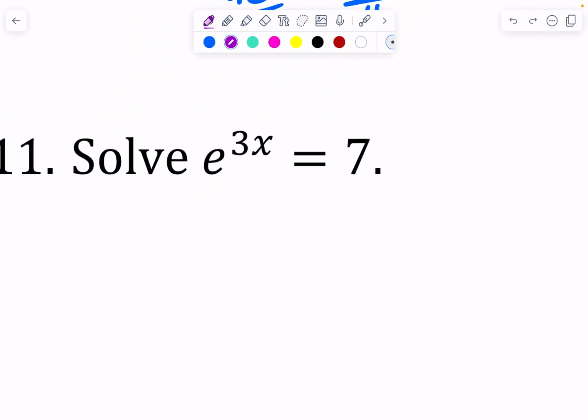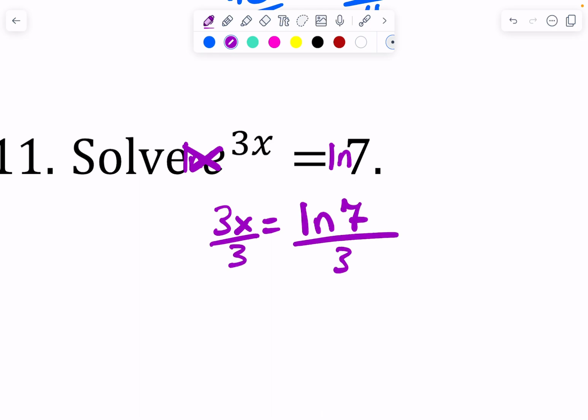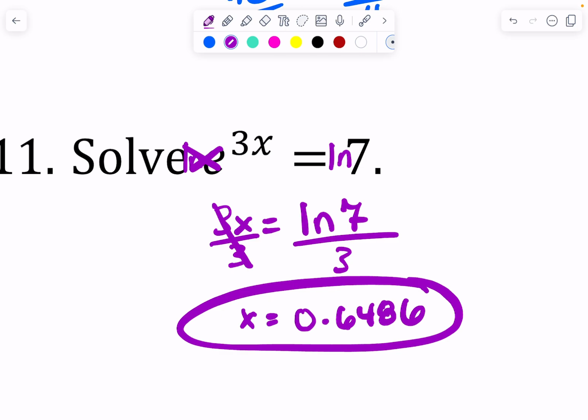We did the harder version, but this is already set up, ready to go. E to that power equals 7. If I want to get rid of an e, I'd do an ln to each side, and that just cancels. So I've got 3x equals ln 7, and then I'm going to divide by 3. So whatever ln of 7 is, that whole thing divided by 3, and I'm going to get like 0.6486. I'm going to go 4 decimal places on those, okay? Anytime you're doing an ln or whatever and it's not a story problem that has change and stuff, go ahead and give me 3 or 4 decimal places, okay?